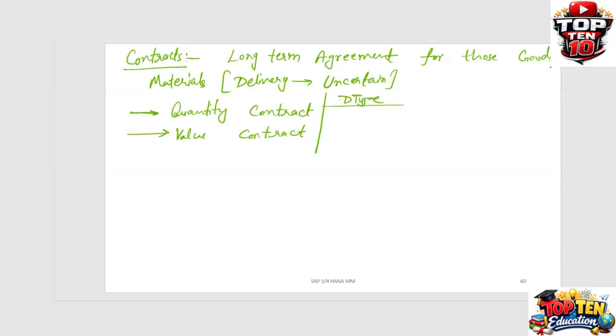Document type for a quantity contract is MK. For a value contract, the document type is WK. The field selection key for a quantity contract is MKK, and for a value contract it is WK. So there is actually no difference between the quantity and value contract. It is just the type; we can create either.